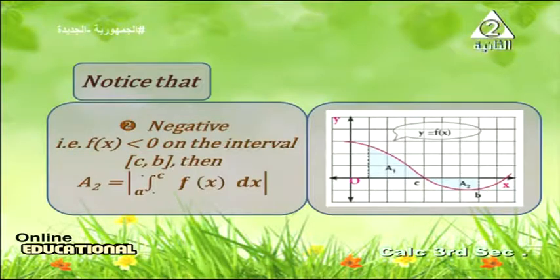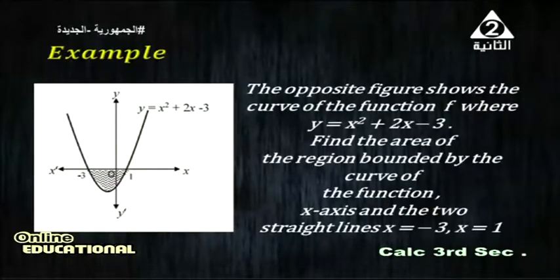Example: the opposite figure shows the curve of the function f where y equals x² + 2x - 3. Find the area of the region bounded by the curve of the function and the x-axis and the two straight lines x equals -3 and x equals 1.